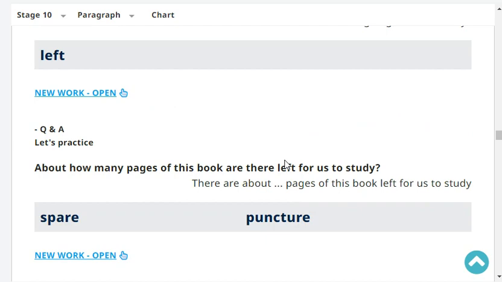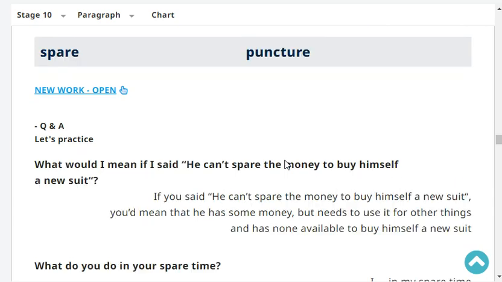There are about 60 pages of this book left for us to study. Very good. What would I mean if I said he can't spare the money to buy himself a new suit?